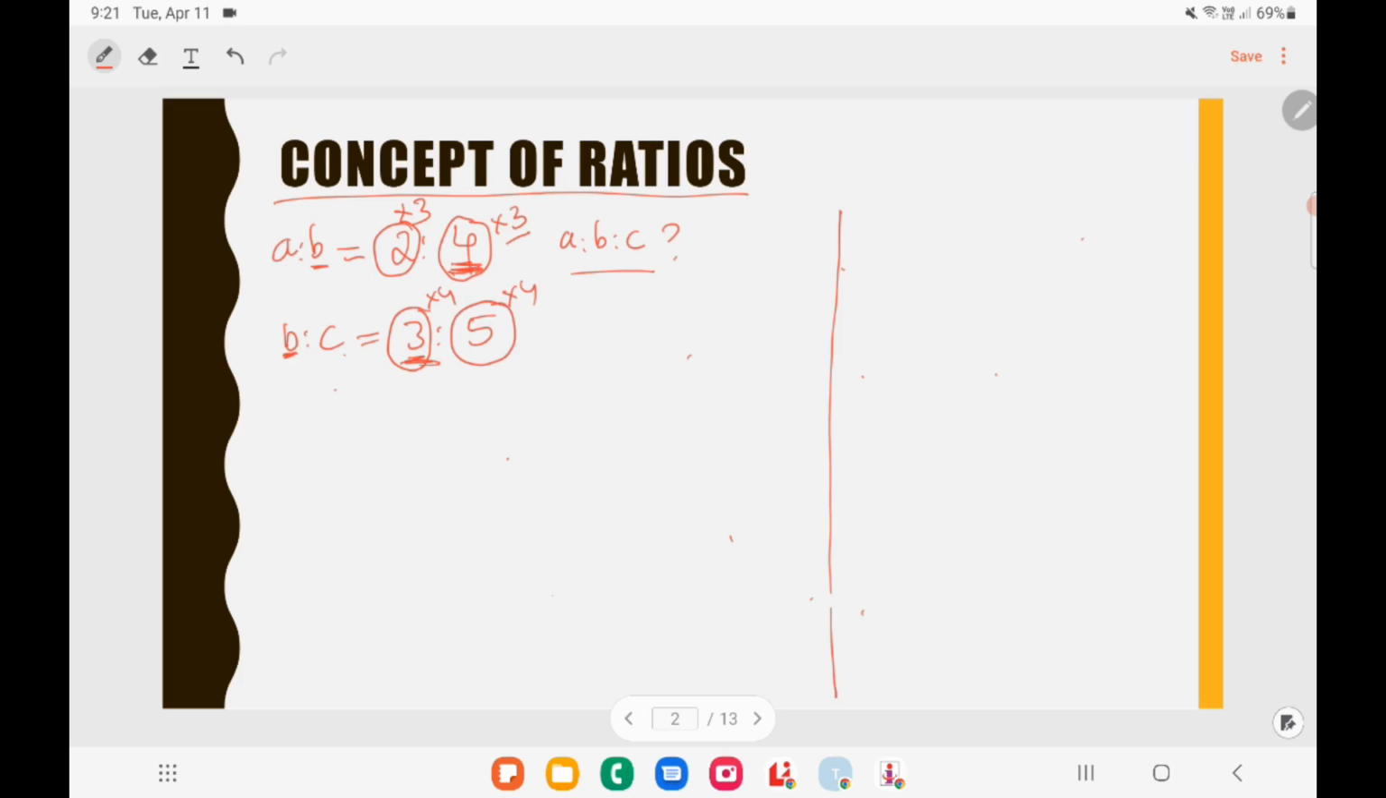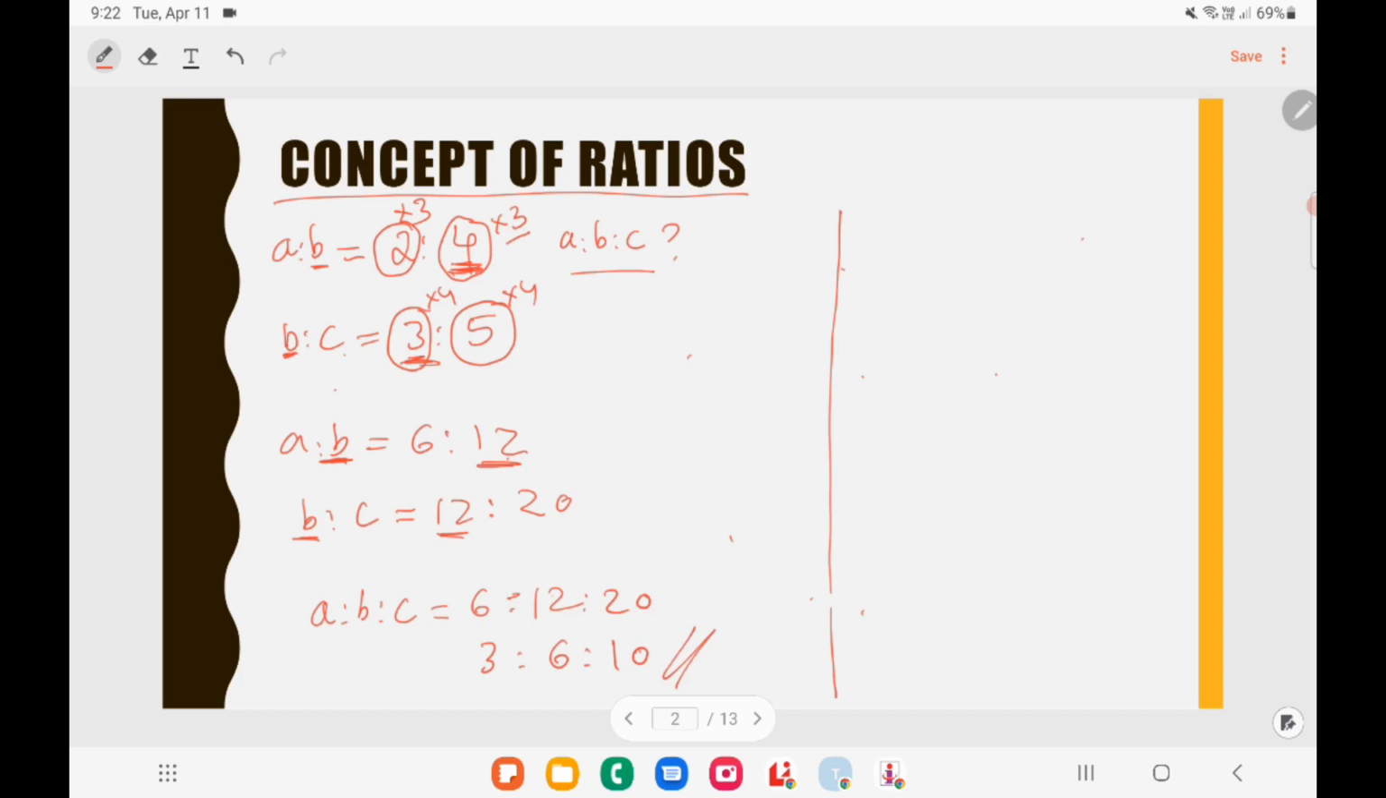So now the ratio A is to B becomes 6 is to 12 and B is to C becomes 12 is to 20. Here in this ratio 12 corresponds to B, and in this ratio also 12 corresponds to B. So you can write A is to B is to C as 6 is to 12 is to 20. Here 2 is common, so you can divide by 2. So it will become 3 is to 6 is to 10. So this is the ratio.